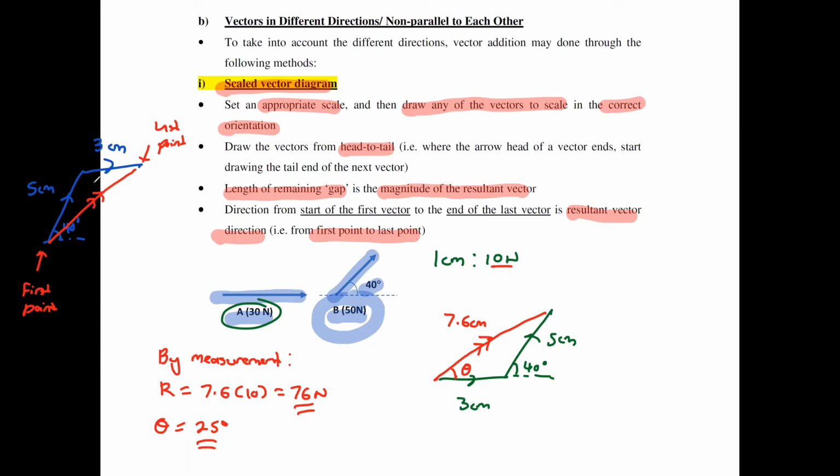If I were to use a ruler to measure this resultant, it would be at 7.6 centimeter again. And if I were to measure the angle theta again, it would also be at 25 degrees. So you will notice that this resultant here is actually the same as this resultant here. So it won't matter whether you start off with vector A or vector B, so long as they're drawn from head to tail, you will get the same answer.